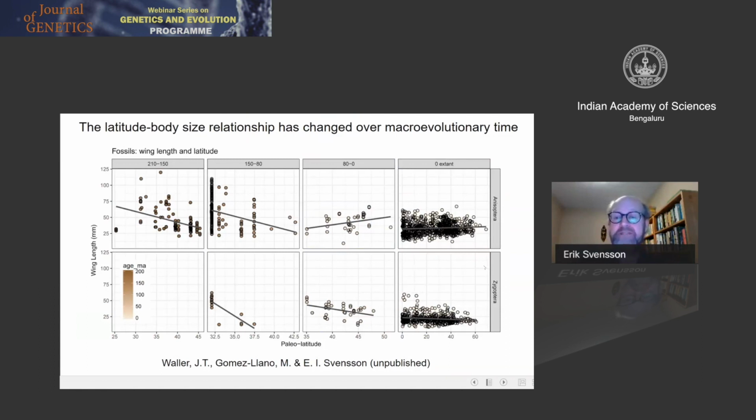If we look at damselflies, which do not have as rich a fossil record, we see a qualitatively similar trend, steeply negative in the past, becoming more shallow and still slightly negative today. So clearly something interesting is going on. Why did this latitude body size relationship change over macroevolutionary time?